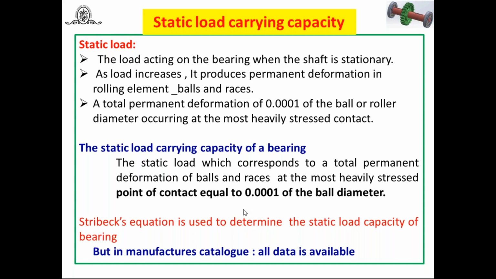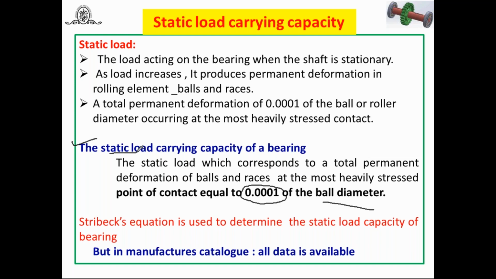We have already discussed these things. So therefore, we can define the static load capacity of the bearing. It corresponds to a total permanent deformation of a ball or a race at the most heavily stressed point equal to this value, 0.0001 of the ball diameter. But again, in the manufacturer's catalog, standard values of static load capacities for different bearings are already given.